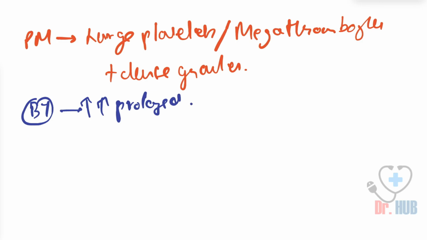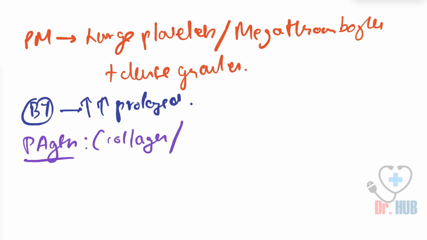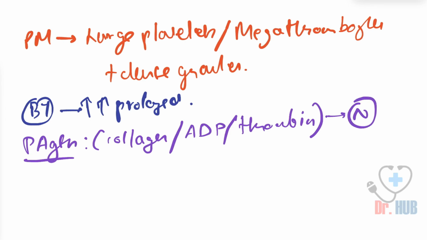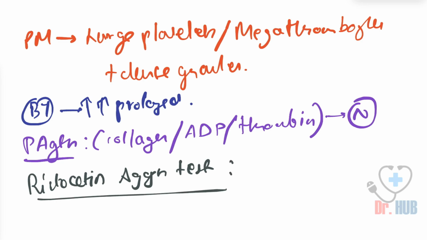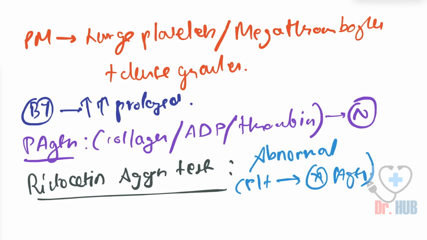And then we have the platelet aggregation. What is meant by the platelet aggregation test? It includes the collagen, and there is also the ADP and the thrombin. All of these are normal. And then there is something known as the ristocetin aggregation test. This is abnormal, that is, the platelets do not aggregate.